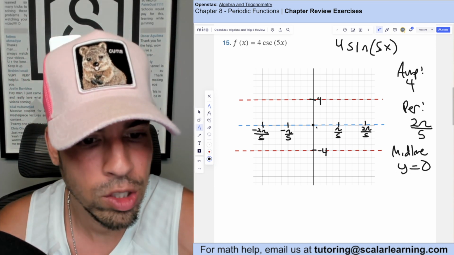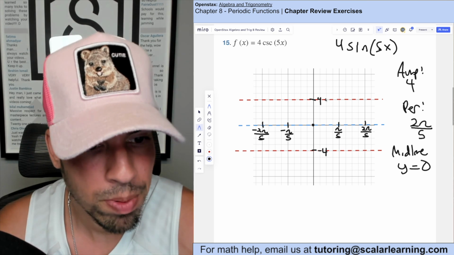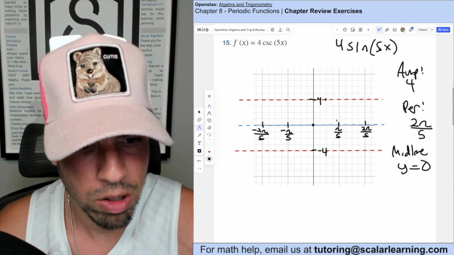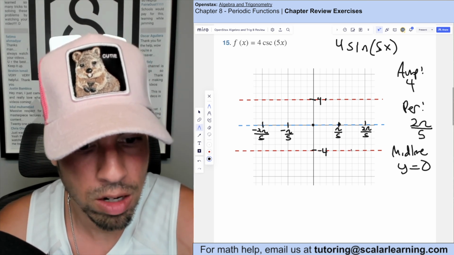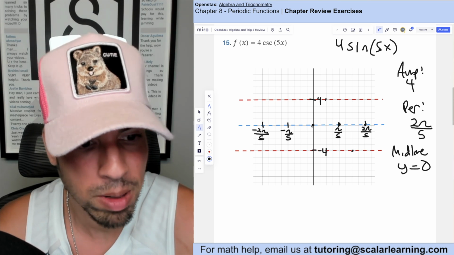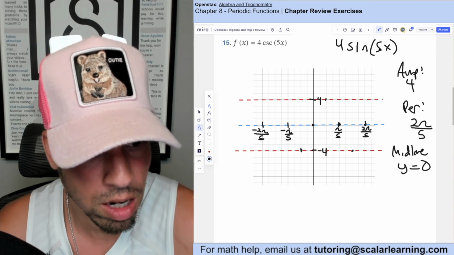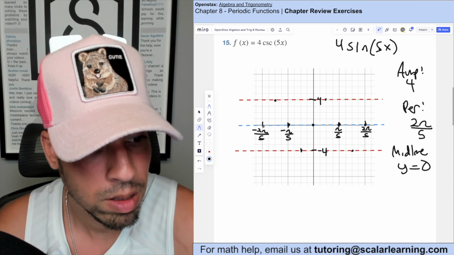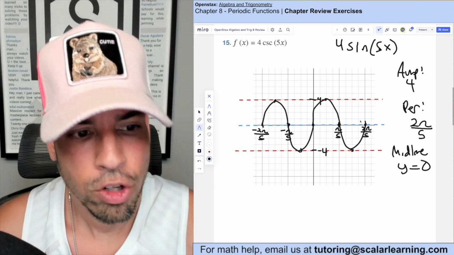And then what do, right? We go up through a quarter of the period, then another quarter we come to the midline, another quarter we go down and then back up. And then we do the same pattern to the left. So we go down, up, down. Now let's connect the dots. So here's our sine function.